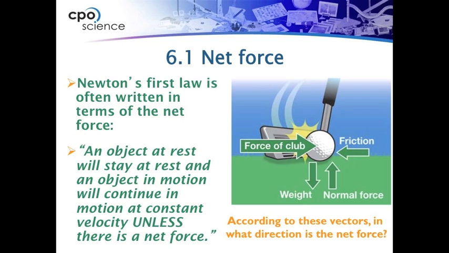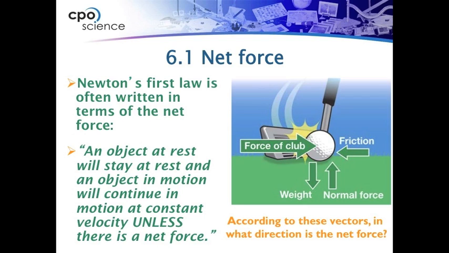Look at the diagram of the golf club hitting the golf ball. What do you notice? You can see that there's a few forces acting on it. You've got the weight of the golf ball, you've got something known as normal force, which we're going to talk about a little more in depth in class, frictional forces, and the physical force of the club acting on the ball. Remember vectors, force vectors.